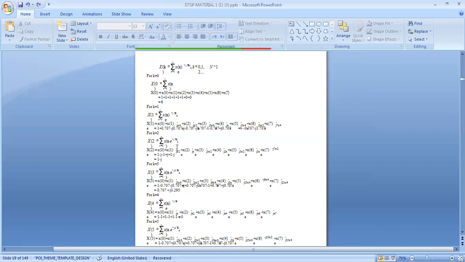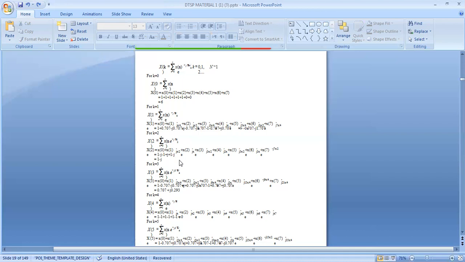Okay, so the next one we have to find out is x of 1. So what is x of 1? X of 1 is nothing but e power minus j pi by 2. So obviously e power minus j pi by 2 is cos pi by 2 plus j sin pi by 2, that is minus j sin pi by 2. Okay, similarly the next one will be x of 2 into e power minus j pi.